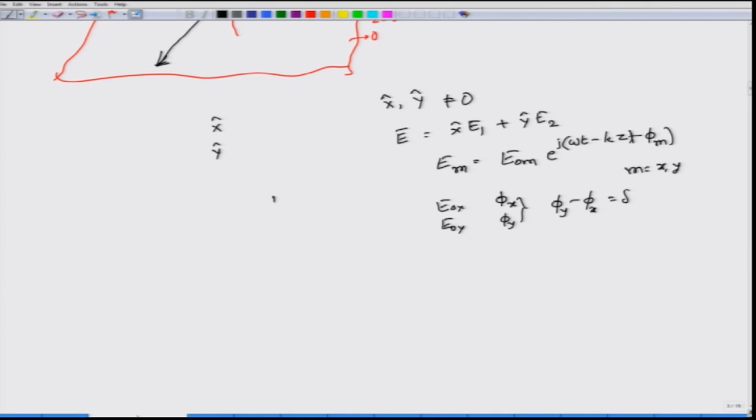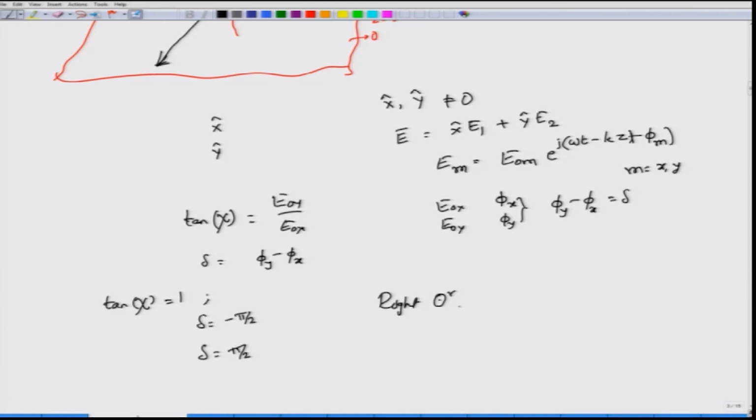The ratio of Eoy by Eox is given by an angle chi, described by tan of chi is equal to Eoy by Eox, and delta is defined as phi y minus phi x. If tan chi is equal to 1, that is to say Eoy is equal to Eox, the amplitudes of the x and y polarized waves are the same, but delta equal to minus pi by 2, you will get a right circular polarized wave. Okay, this circle with a dot and r is circular for me, and delta equal to pi by 2 will give you a left circular polarized wave.